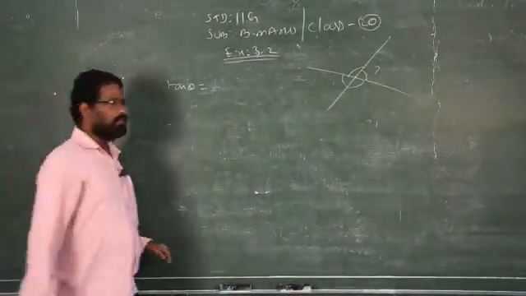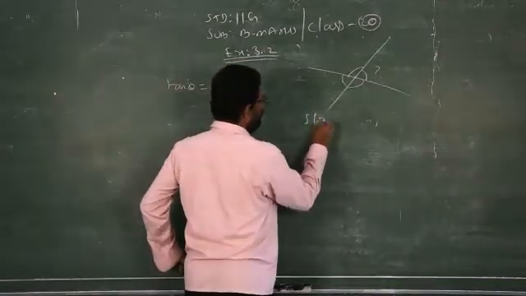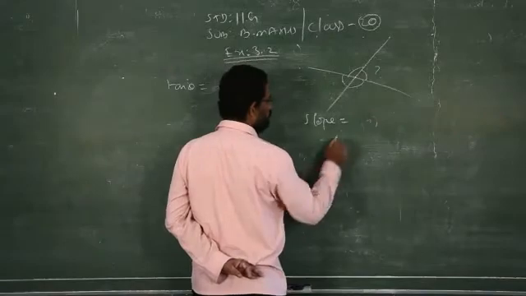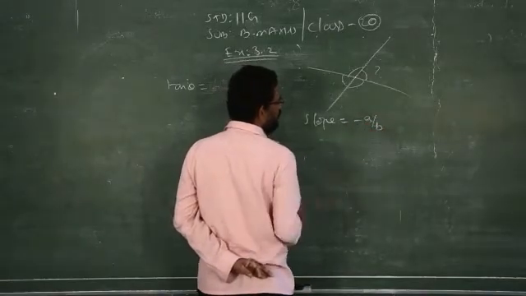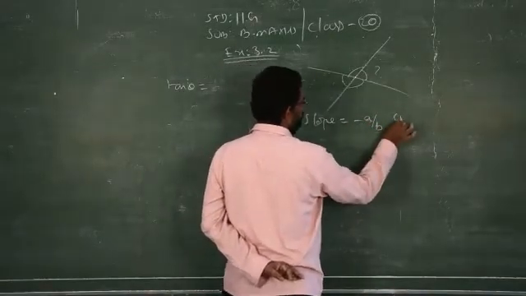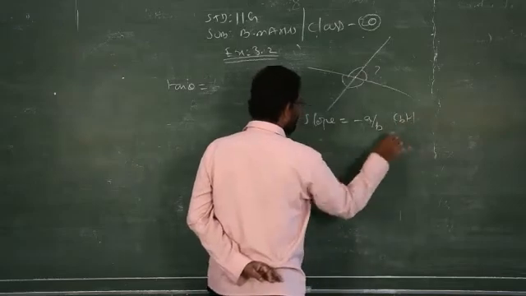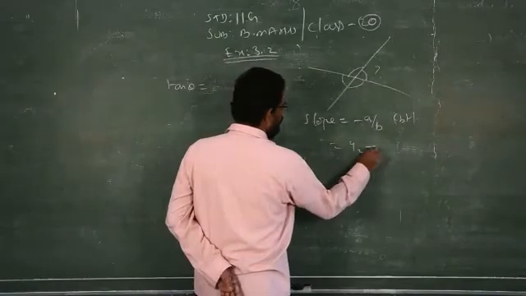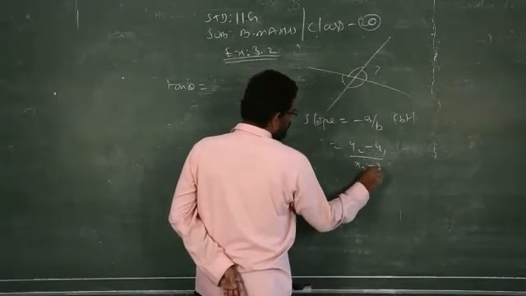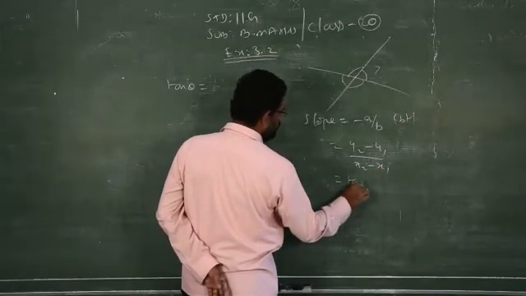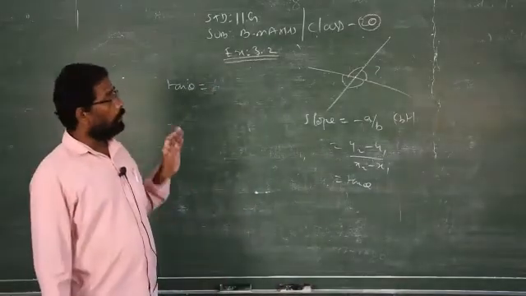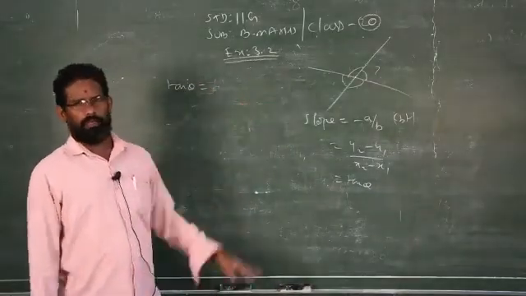In 10th standard you studied about slope. How do you find slope? There are three formulas to find slope. One is minus a by b when the straight line equation is given. Another one is y2 minus y1 by x2 minus x1. The third one is by using tan or cot. These are the formulas to find the slope of the given straight line.